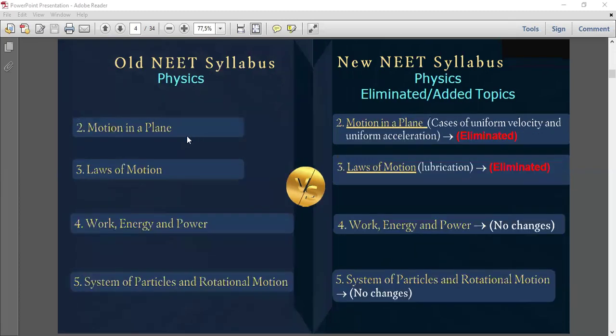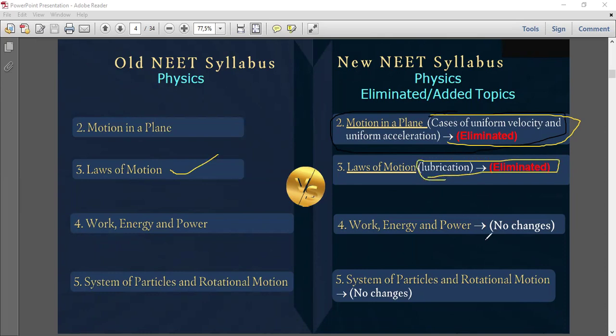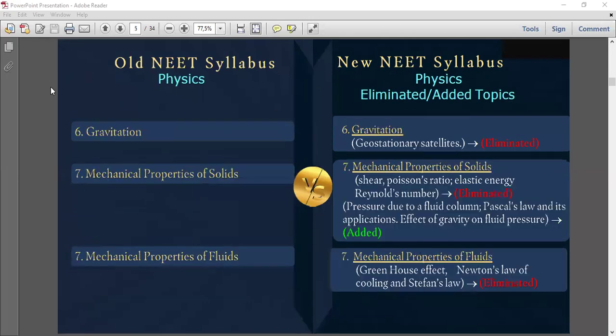Then coming to motion in a plane, this topic was eliminated. It will not be asked in this new NEET syllabus in physics. The topics eliminated from motion in a plane are cases of uniform velocity and uniform acceleration, and laws of motion. In work, energy and power there are no changes. Even in system of particles and rotational motion there are no changes. It means no deletion and no addition.